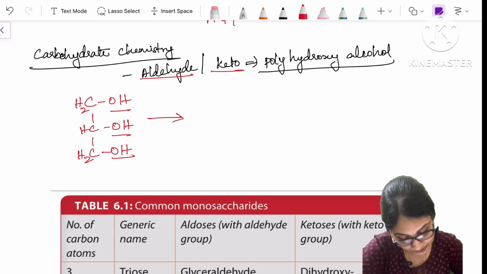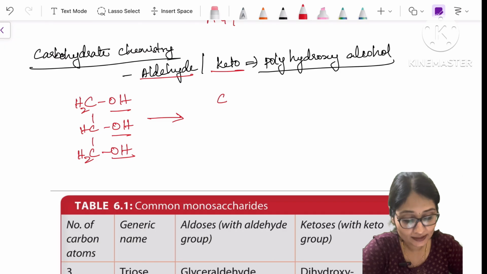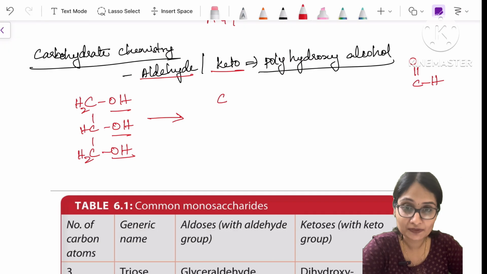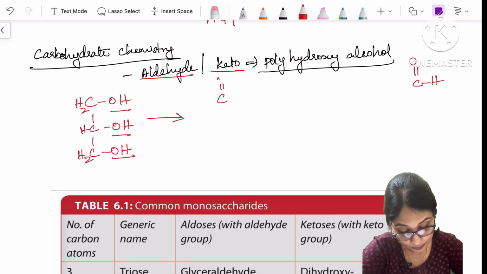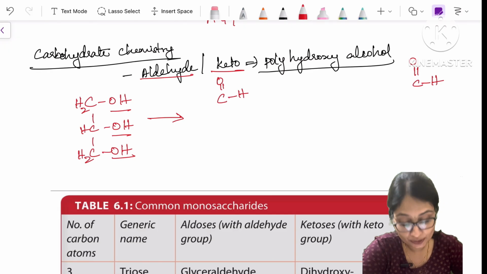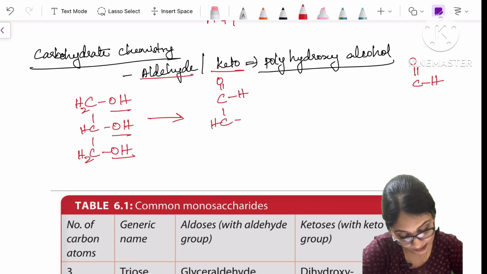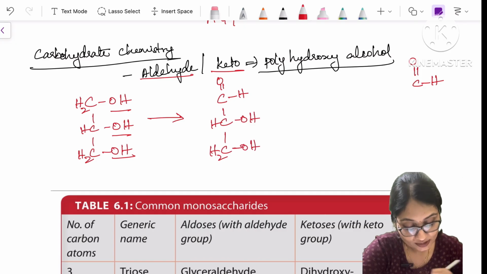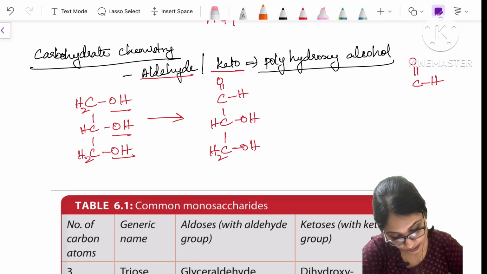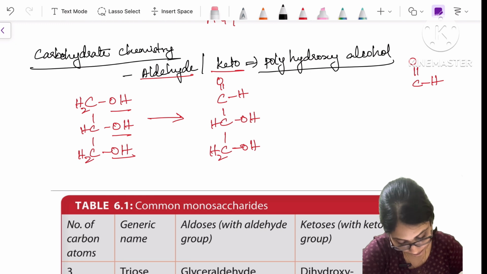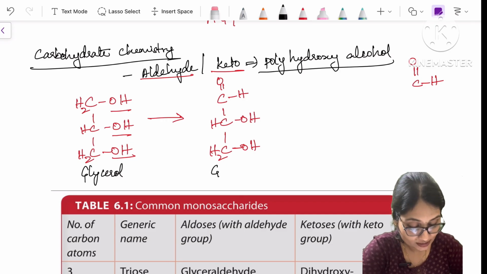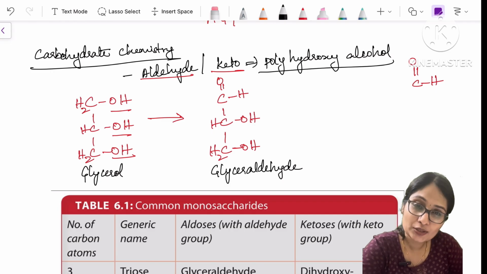What is the functional group of an aldehyde? It's nothing but C double bond O and H. So CHO is a functional group, right? This is how it looks: C double bond O and H. So this first carbon unit is changed this way, and then we have CHOH, and then CH2OH. Imagine this is glycerol. This is an aldehyde derivative of glycerol. This is called glyceraldehyde.